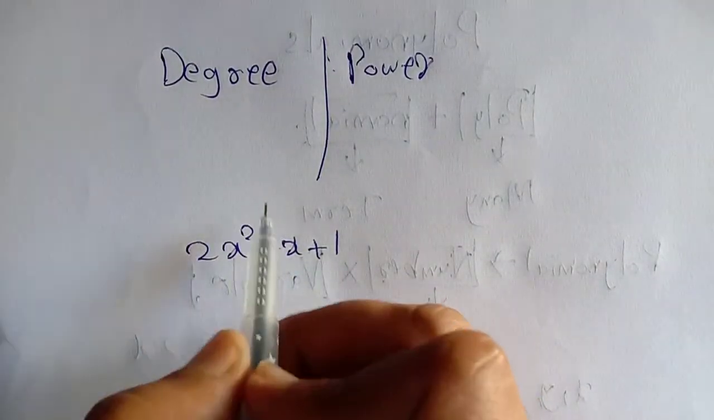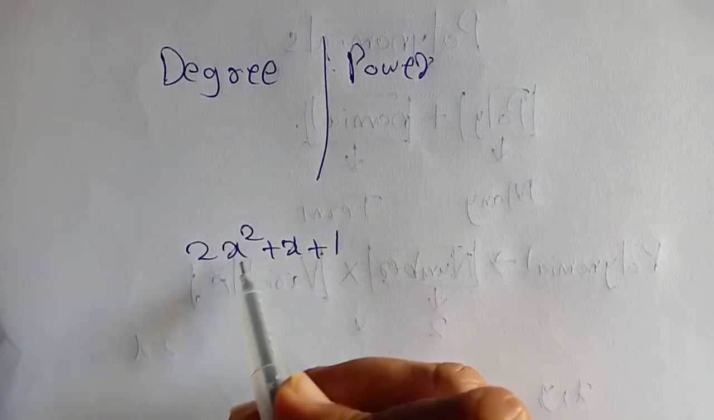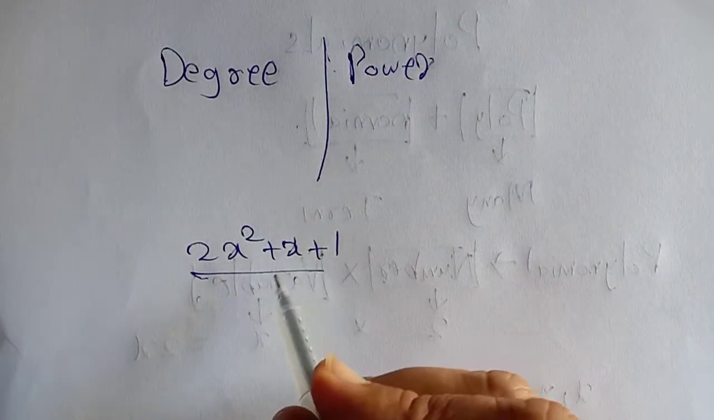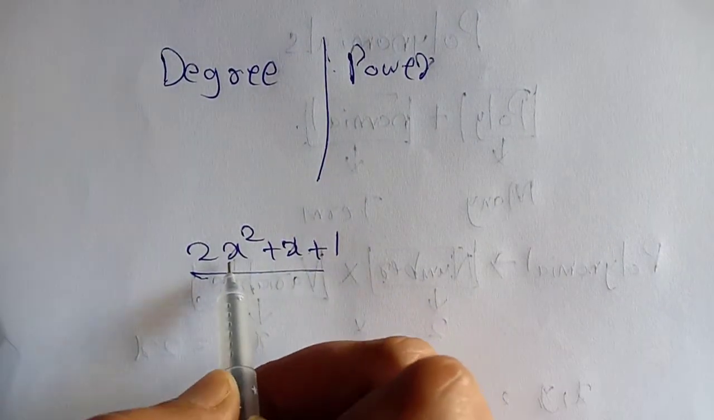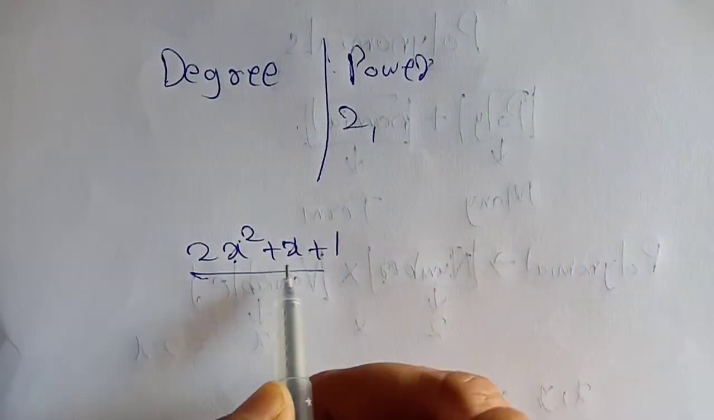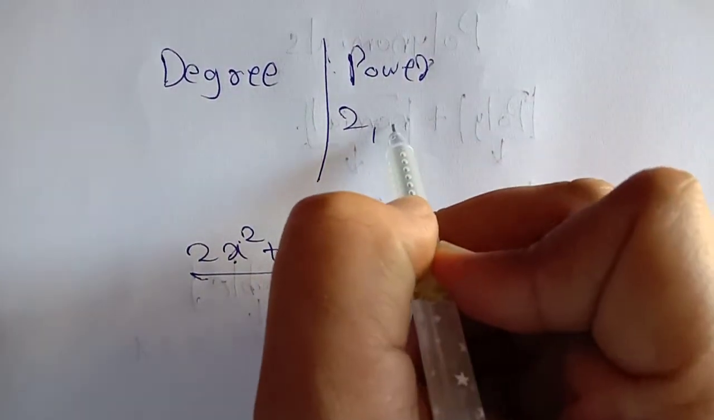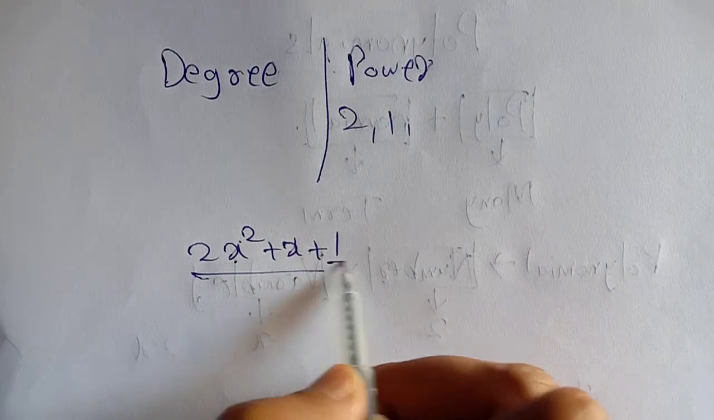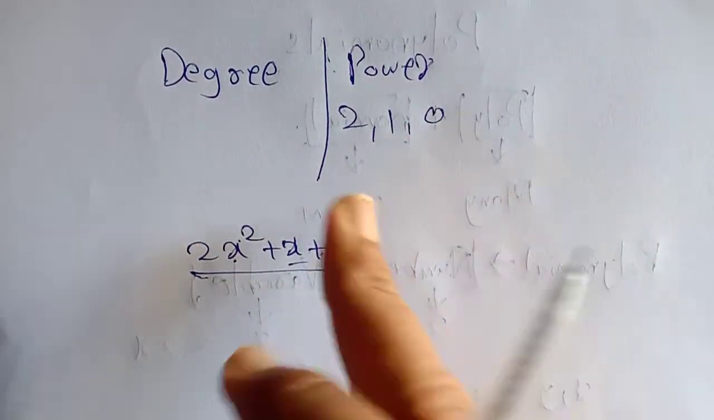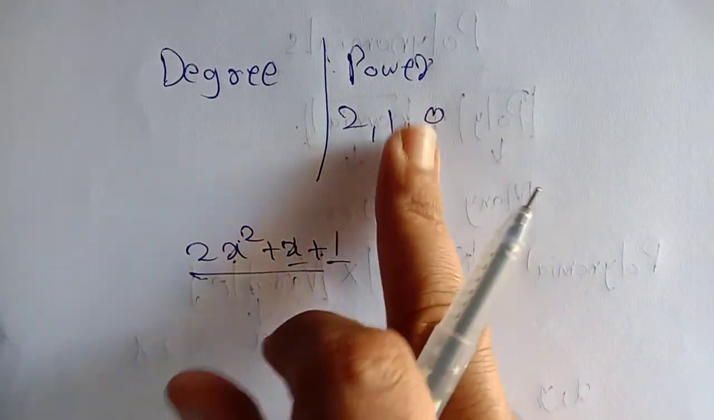Students, let us see what is degree in this and what is power. Already you know what power means. What is the power of x here? 2. And what is the power of x here? 1. And what is the power of x in this term? 0. Okay, these are called powers.